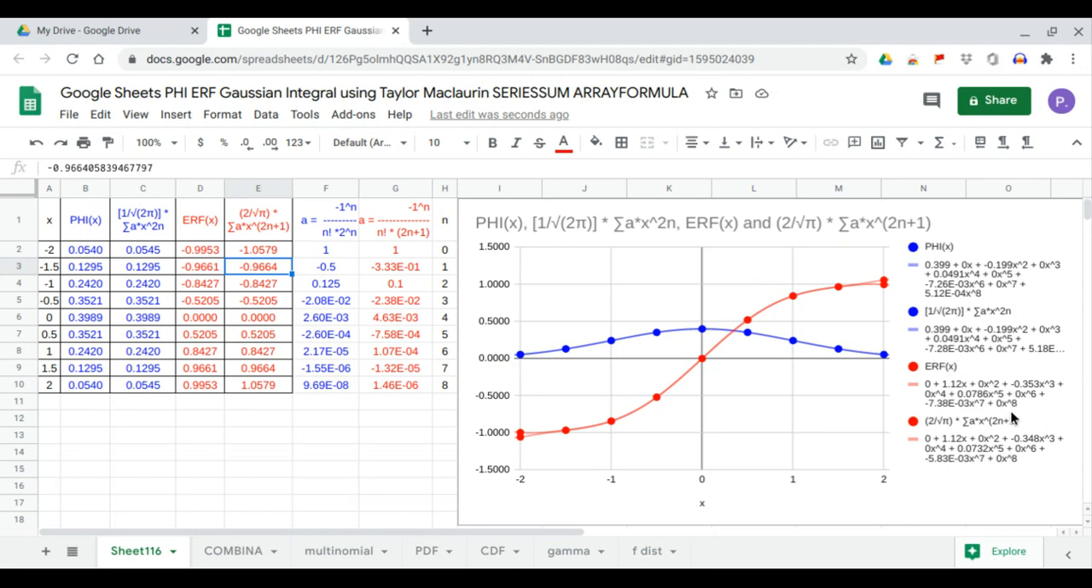And their trend line equations are the same. So the regression coefficients are the same. And their data set, well, they are the same to this portion. But the error is very small. So the approximation is good enough to approximate the ERF function. This completes the use of Gaussian integral and the Gaussian function to derive the Google Sheet functions of phi and ERF using Taylor-Maclaurin series sum and array formula.